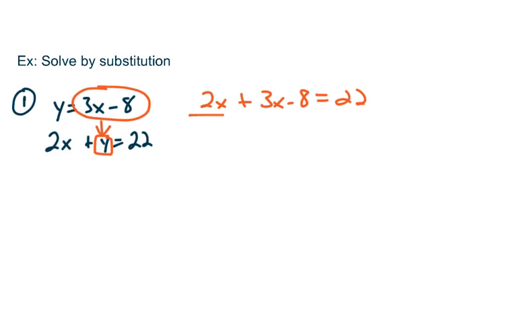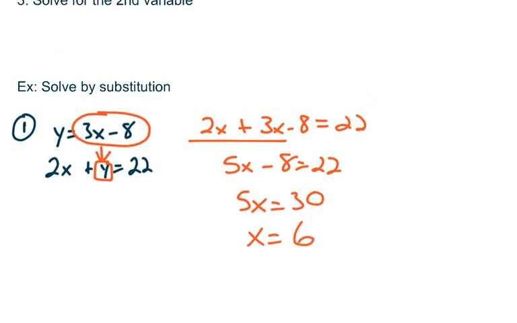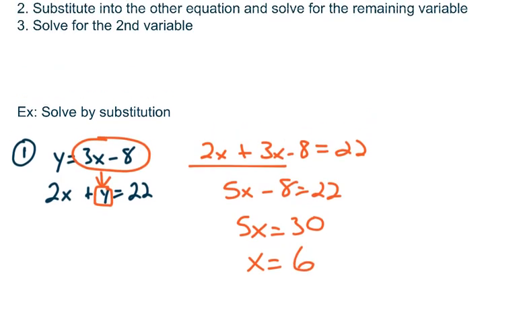We can combine 2x and 3x to make 5x. We got 5x minus 8 equals 22. This is now a two-step equation. We add 8 to both sides. 5x is equal to 30. Divide by 5, we can find that x is equal to 6. Now, there's step 2, substitute in the other equation and solve for the remaining variable.